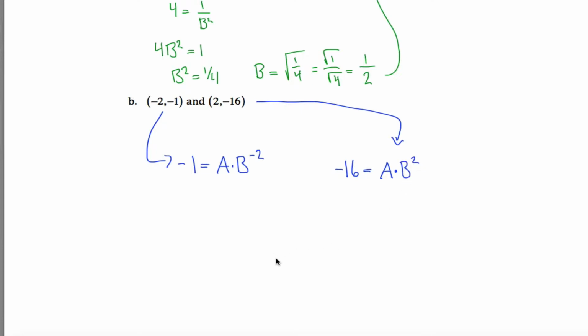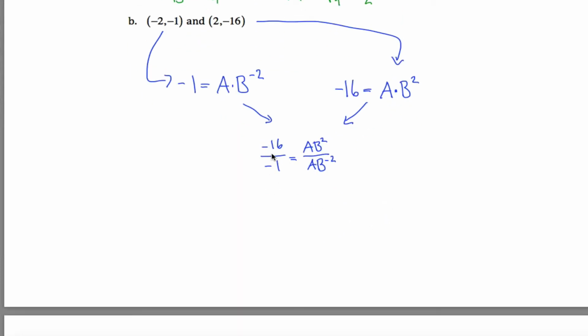And we learned this trick in class that says when you have 2 equations and 2 unknowns, you can solve it. And there's lots of ways you can do it. You can solve by substitution, but I think the quickest way, the easiest way, is to divide these 2 equations. So that's the trick we learned in class. If this is the same as this, and this is the same as this, then this divided by this is the same as this divided by this. In other words, -16 divided by -1 is equal to a b squared divided by a b to the -2 power.